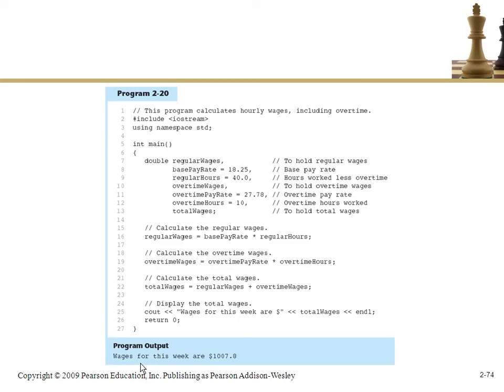Here is an example of using these numbers and calculations. Again, I would like you to key in this program and look at how the calculation is being done.